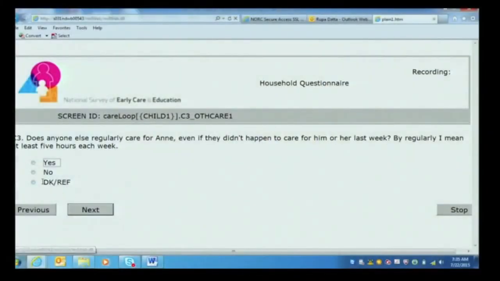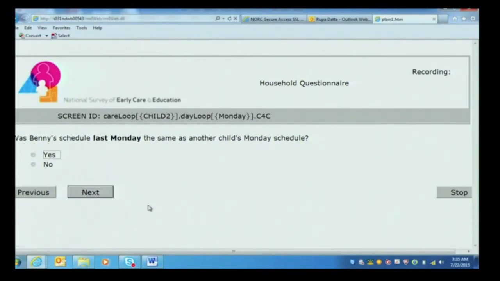But no, Munchkinland, my mother and I are the only people who care for Ben and for Anne. Okay, and so now what happens? We are now beginning with Benny, Anne's brother. So was Benny's schedule last Monday the same as another child's Monday schedule? No.